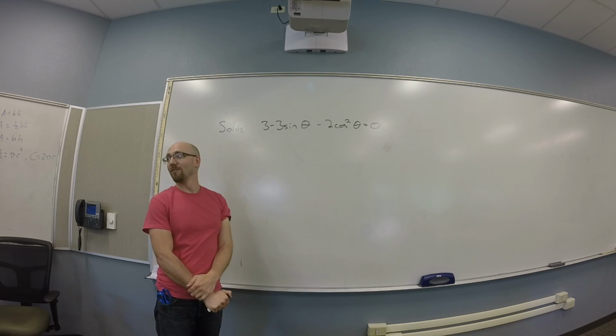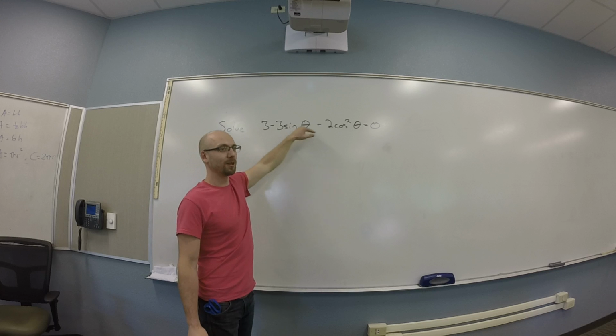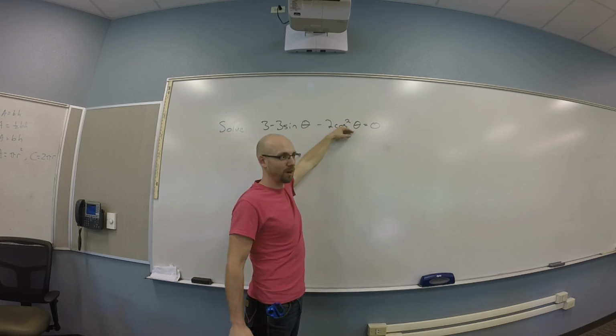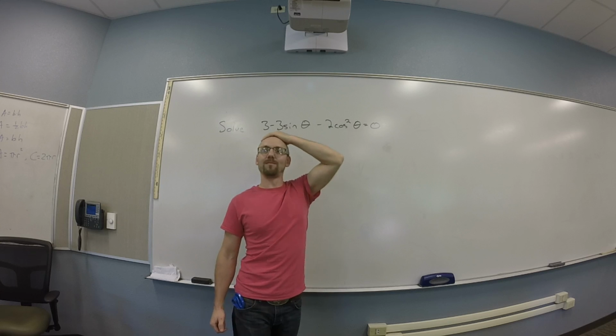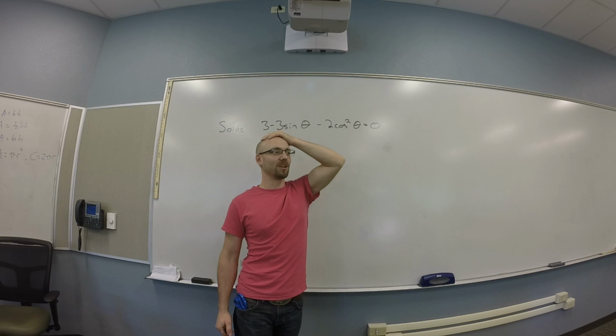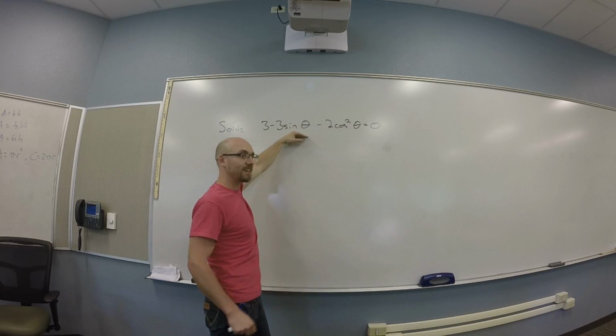So, thoughts? It looks like a quadratic. It looks a little bit like a quadratic formula, in reverse. You see that? I've got a number, and then a variable-y thing, and then a variable-y thing squared. But why can't I just straight up use the quadratic formula? Because it's different: this is cosine squared, and that's sine.